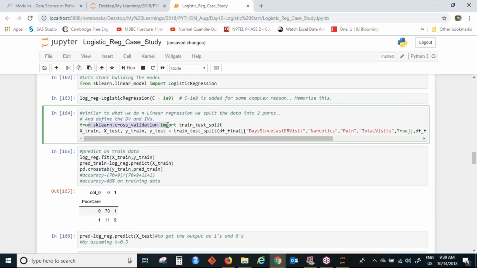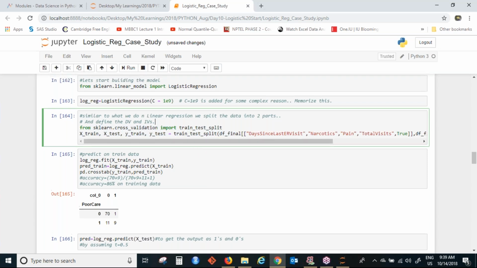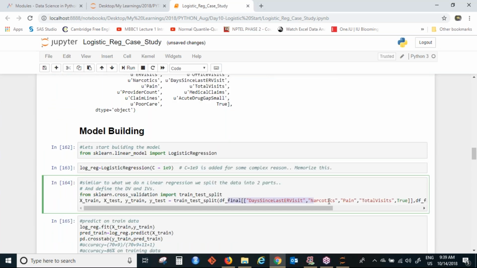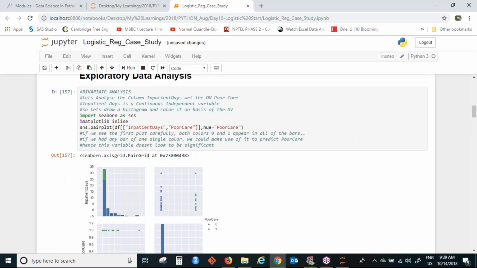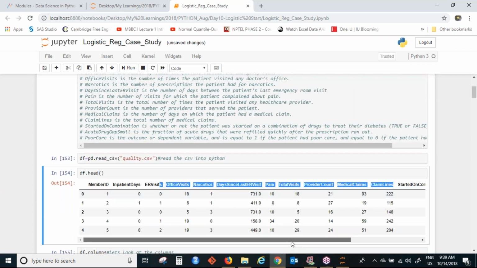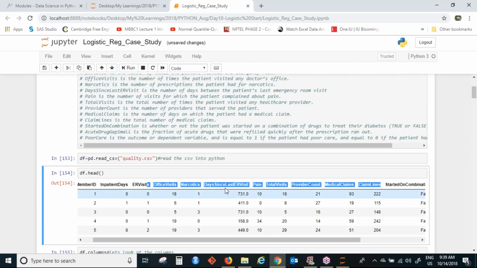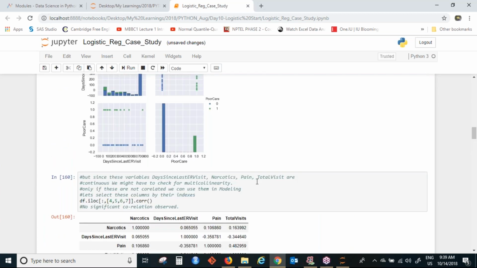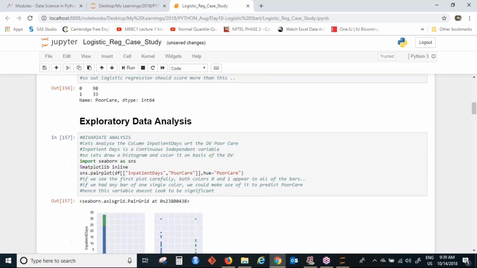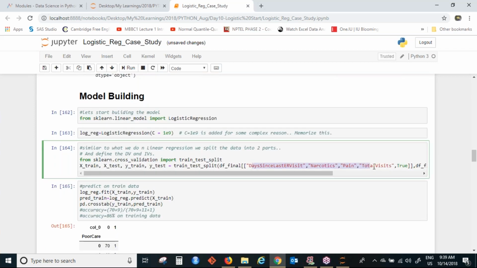And then look at this. This is the same as what you did earlier. You have divided your data into training and test. This is the same variable, and here you have decided which variables you want to use as independent variables. Now I have a lot of variables, but I'm not using all of them as independent variables. I'm only using these 4 of them.